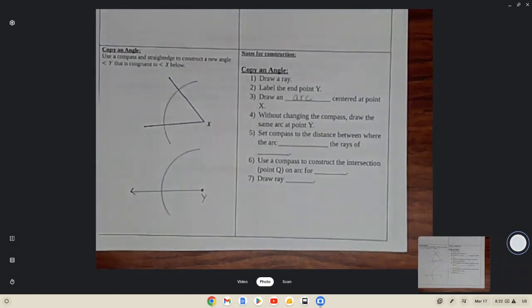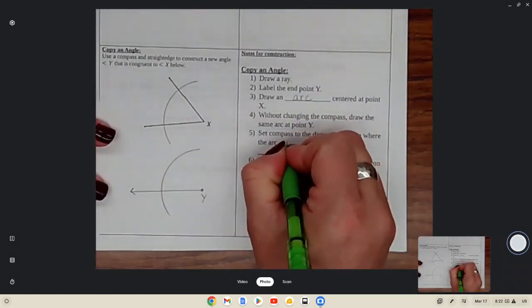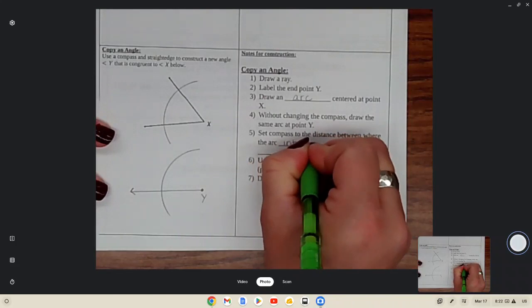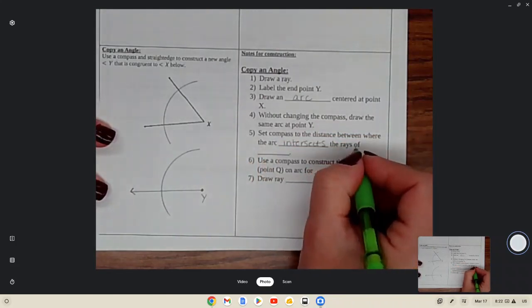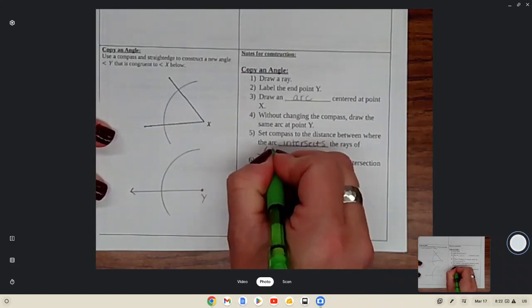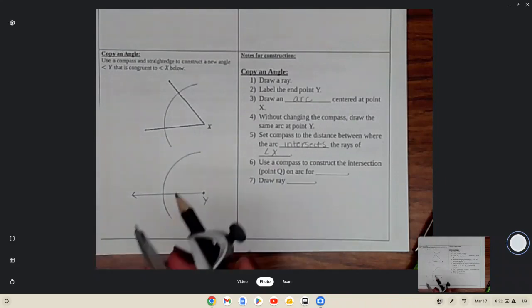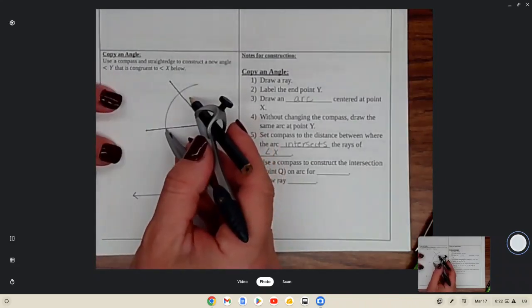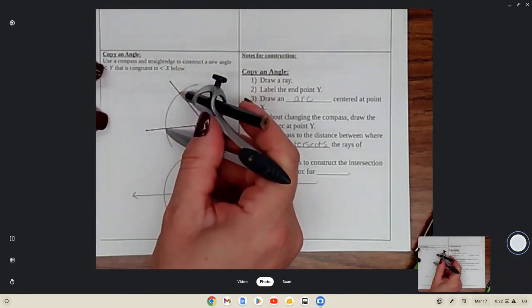Step 5, it says set the compass to the distance between where the arc intersects the rays of angle X. Well, what the heck does that mean? Okay, so where the arc intersects the rays of angle X. So here's angle X. So I'm going to put the pin on one end. I'm going to put the pencil on the other end. So that's what this means.